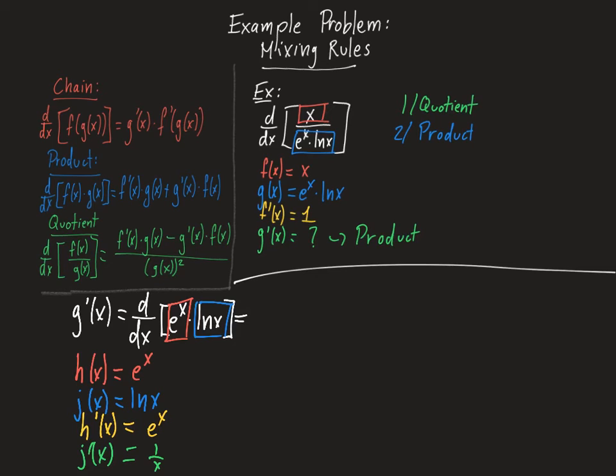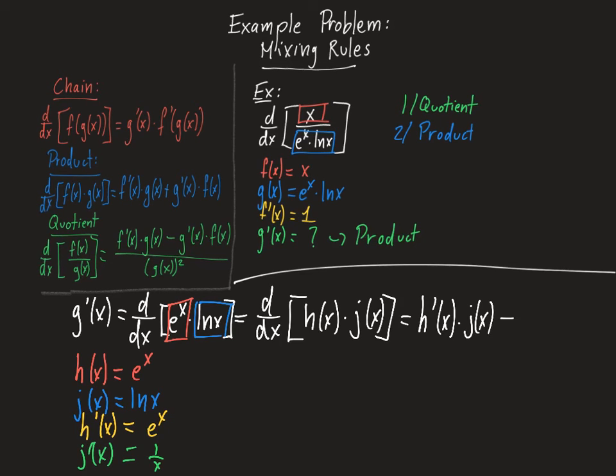All right, at this point, let's rewrite this as a product rule. We're being asked to find the derivative of h of x times j of x. And product rule tells us that this is going to be the derivative of the first times the second plus the derivative of the second times the first.